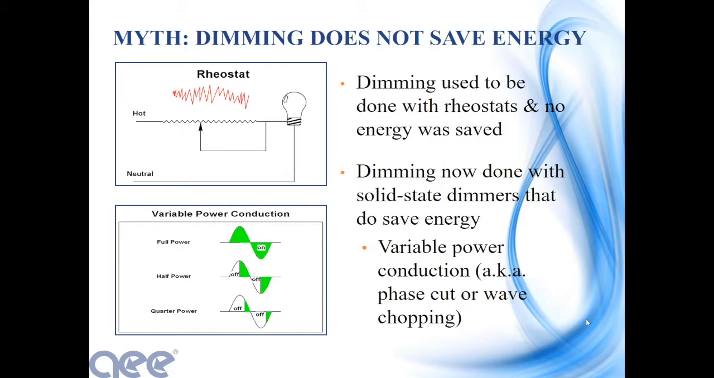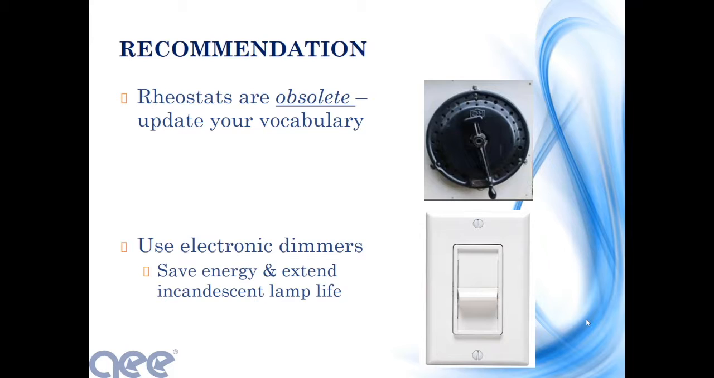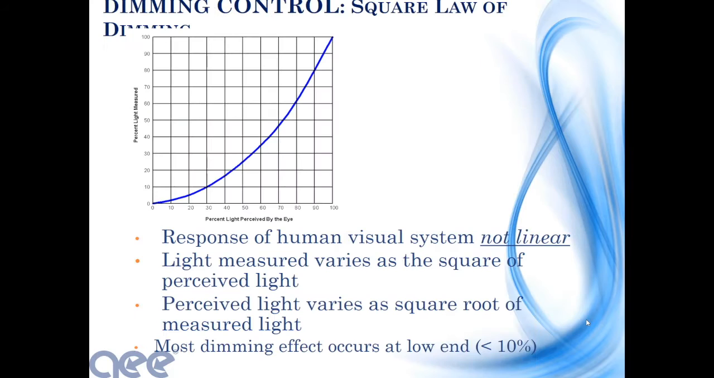So therefore, it's called either phase cut or wave chopping. So here's an old rheostat I found a picture of. These are obsolete, so we really need to change our vocabulary. We now use electronic dimmers to save energy and extend incandescent lamp life.